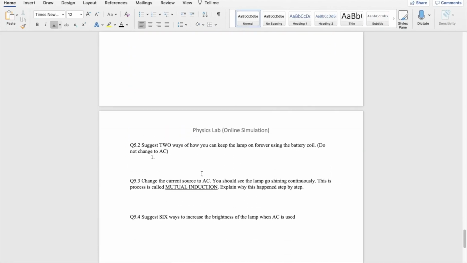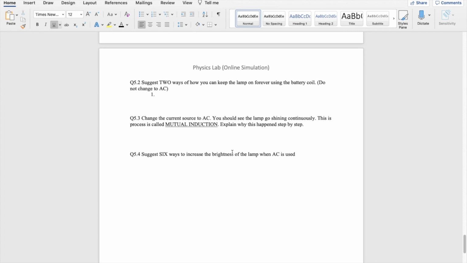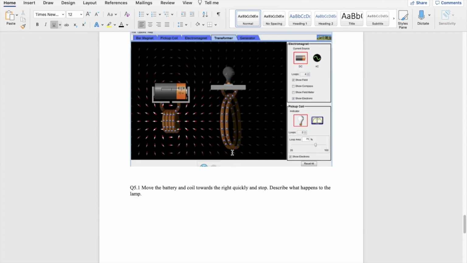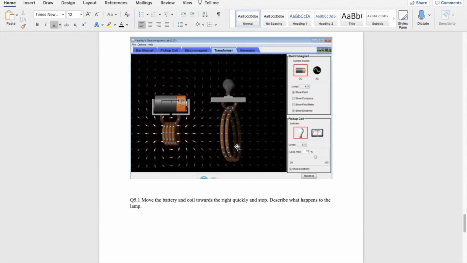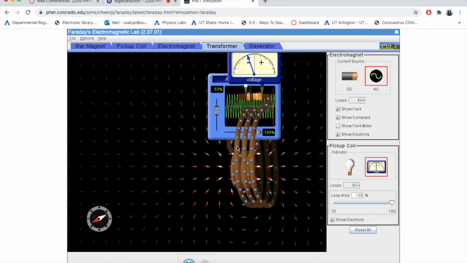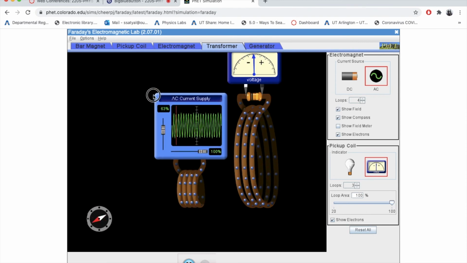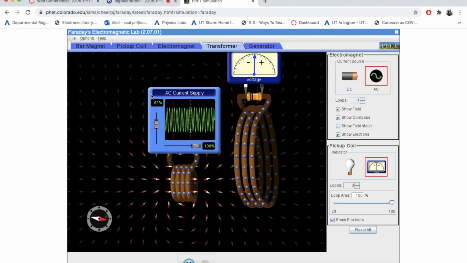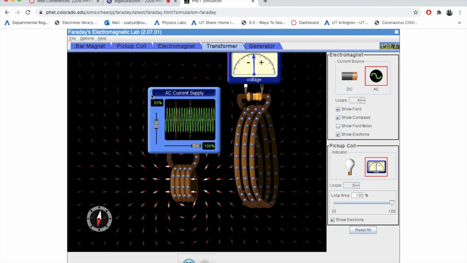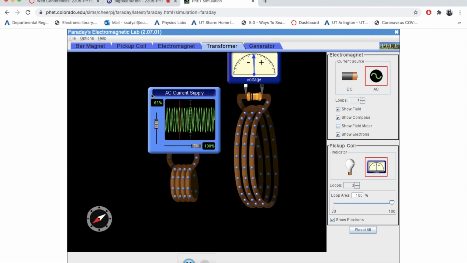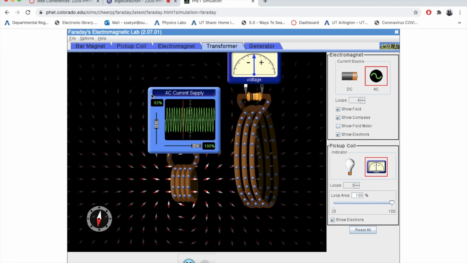Okay, with the transformer, again here are multiple questions related to the transformer lab. It's basically testing your basic understanding of electromagnetic induction and the factors affecting it. Okay, with that, I will stop the lecture part and let's start working on the simulation.